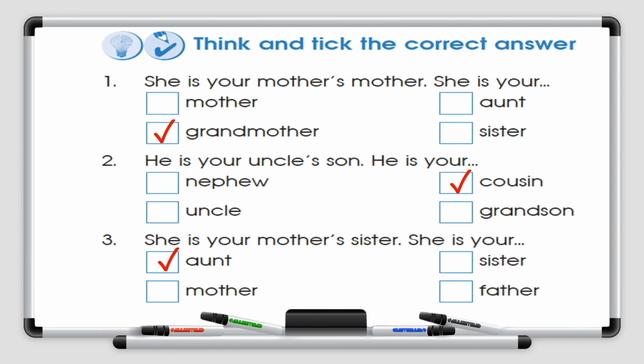Think and tick the correct answer. Number 1. She is your mother's mother. She is your grandmother. That's right. Number 2. He is your uncle's son. He is your cousin. Number 3. She is your mother's sister. She is your aunt. All right, boys and girls, I hope you answered them correctly.